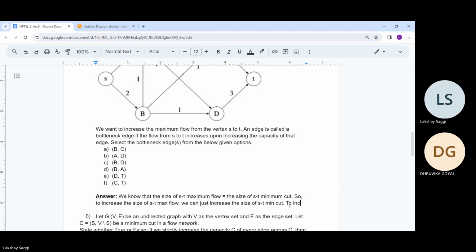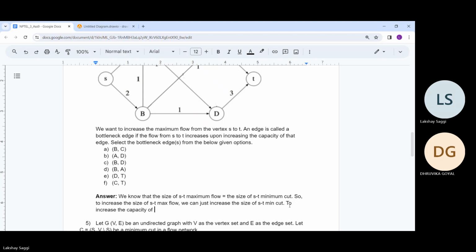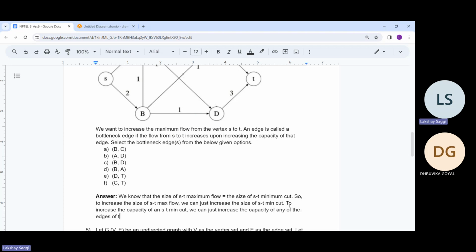So to increase the capacity of an S-T min cut, we can just increase the capacity of any of the edges of that S-T min cut. Maybe I should write it down in terms of variables: to increase the capacity of an S-T min cut C, we can just increase the capacity of any of the edges of C. By this, we'll be able to increase the capacity of C, and this is what we want in order to increase the maximum flow. We want to do this for all possible S-T min cuts C, because there can be multiple min cuts.